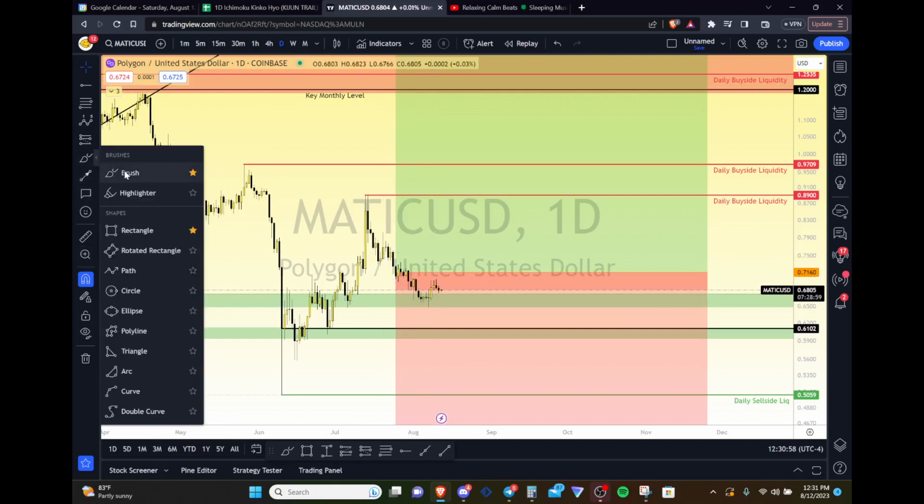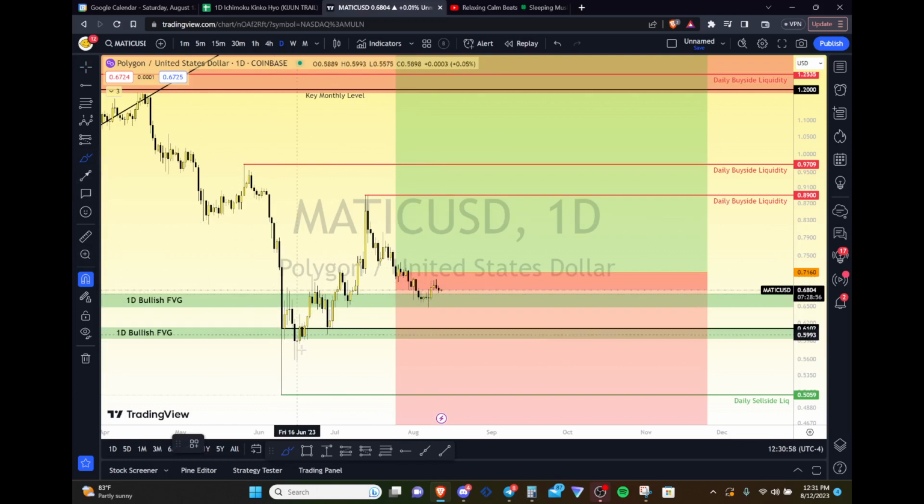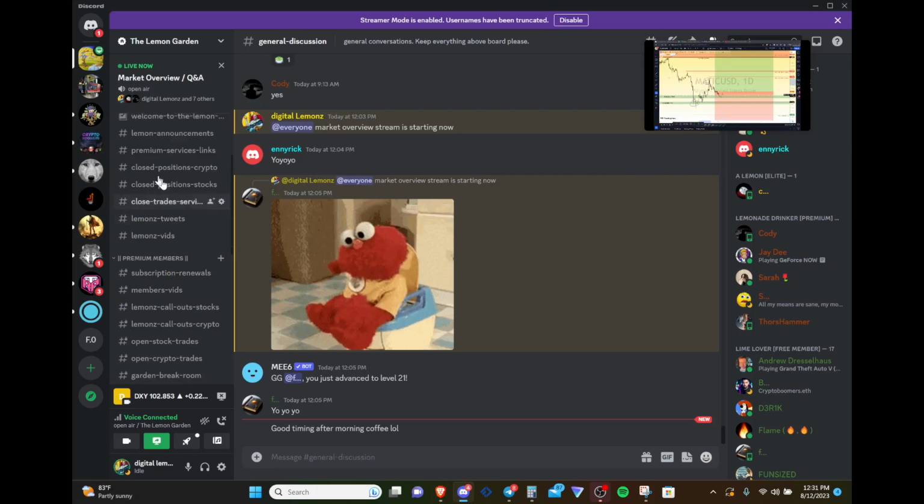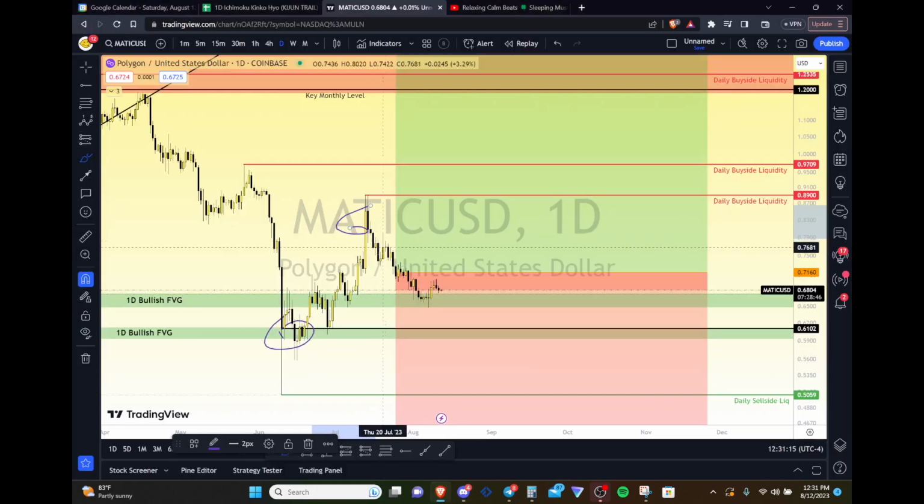So what I've been looking for is, the reason why we bought here is because we had an overextension here. We were able to buy somewhere down here, I don't remember the exact area, and then we sold somewhere up here. Again, don't remember the exact area. I look at a lot of charts. Forgive me. If you want to find the exact area, just go onto the Discord and check out closed positions crypto, and you can probably find the exact place I got in and out. I just don't remember all of it off the top of my head.